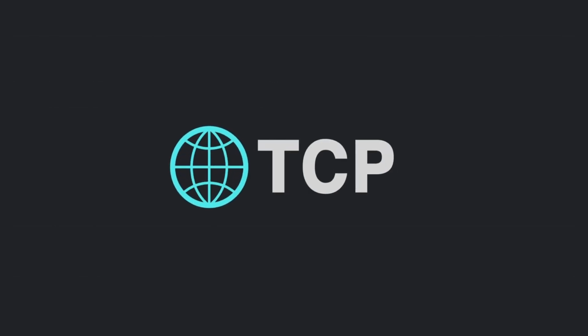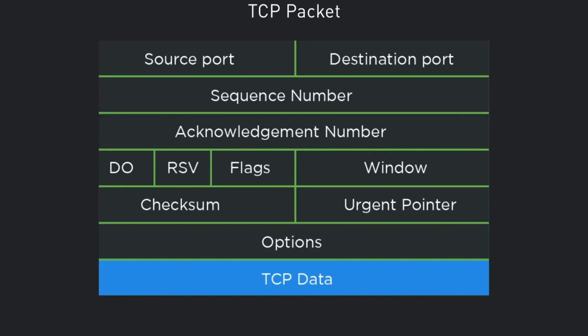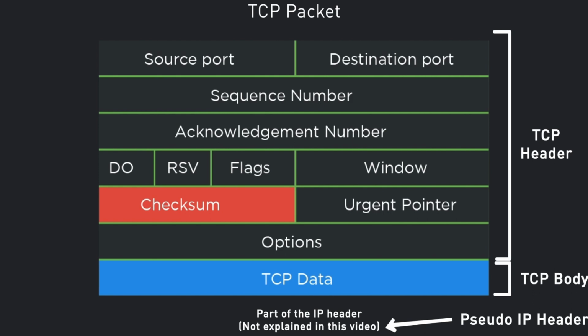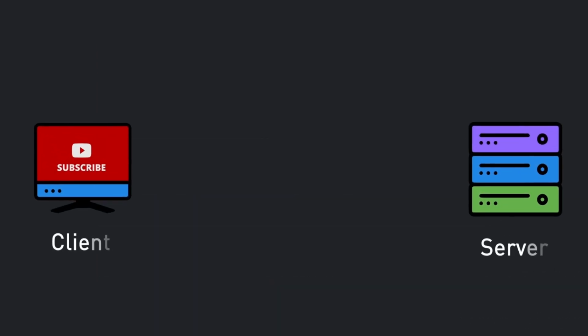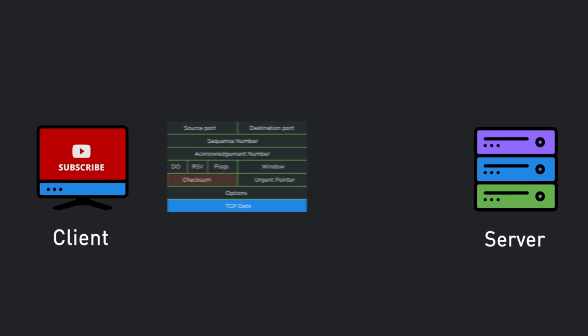Up until now, we have seen these features of TCP. Now let's jump into the TCP packet itself. In the TCP header, we can see the checksum field. This field is used to determine the integrity of the packet itself. The checksum value is calculated by taking into account the TCP header, TCP body, and the pseudo IP header. The sender calculates the checksum using these 3 fields, and the value is placed in the checksum field.